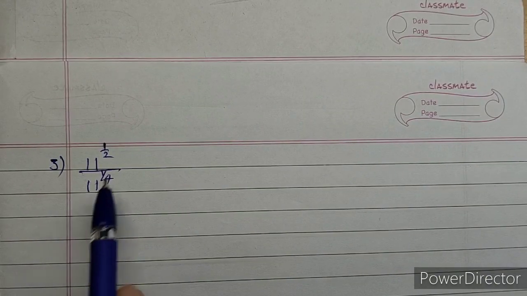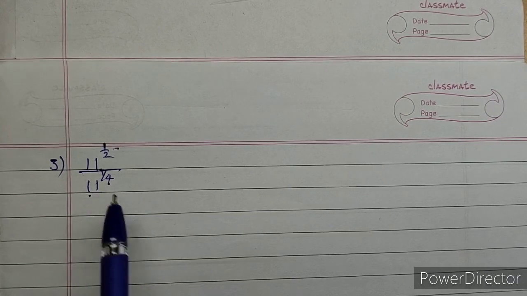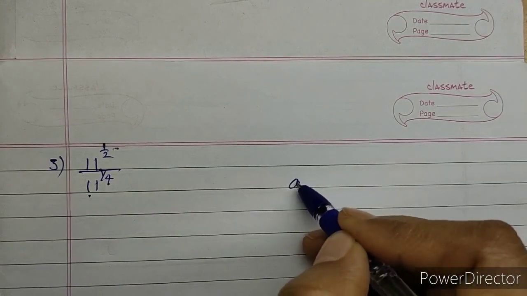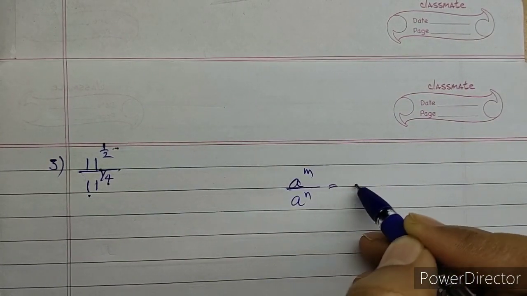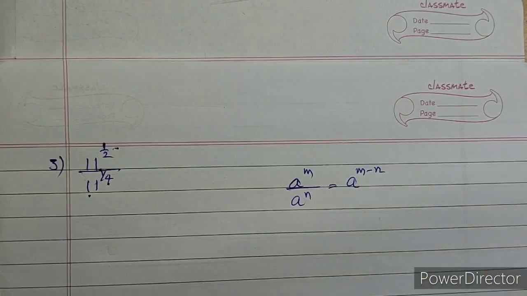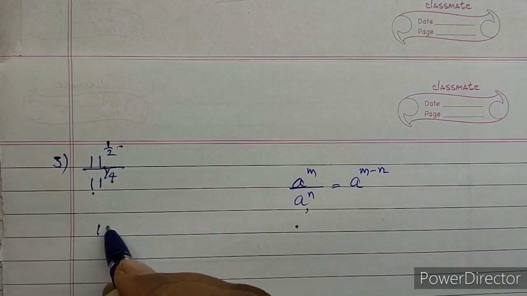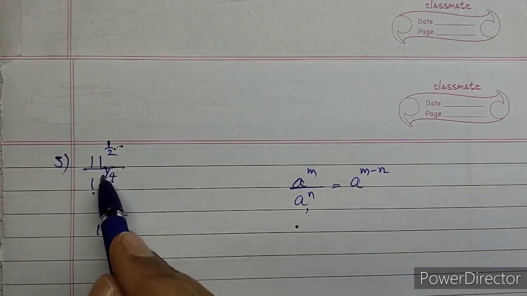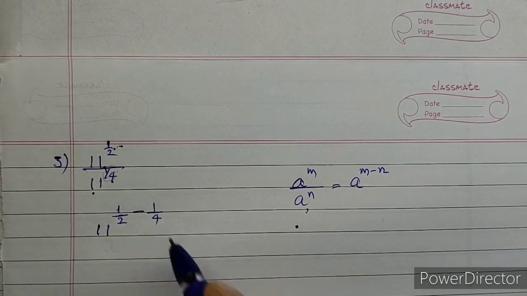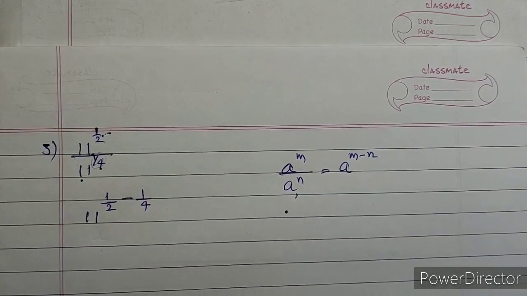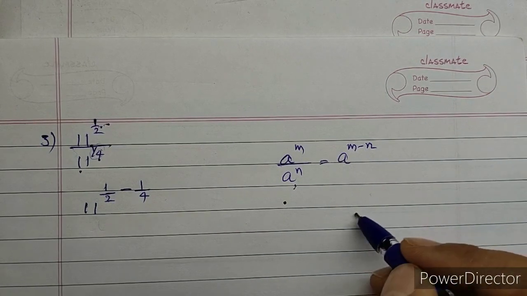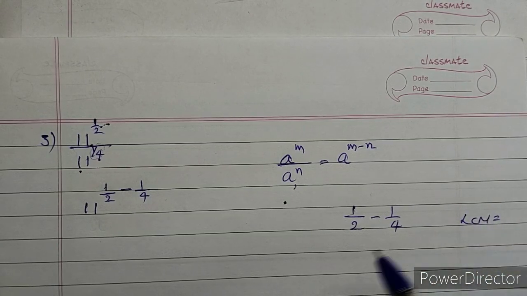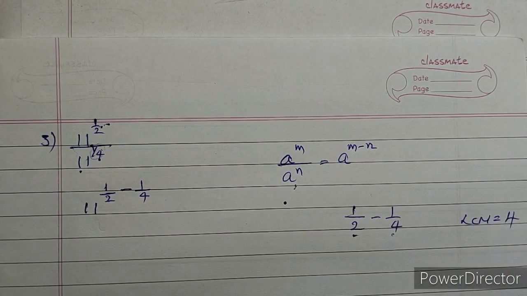Next sum, third sum, 11 to the power of 1 by 2 divided by 11 to the power of 1 by 4. Which rule can you use here? Second rule, a to the power of m by a to the power of n is equal to a to the power of m minus n. Here it is 11 to the power of 1 by 2, here it is this exponent minus 1 by 4. So 1 by 2 minus 1 by 4, same like the previous sum, you have to do it separately. That is 1 by 2 minus 1 by 4. Take LCM. What is LCM here? 2 and 4 LCM is 4 only.